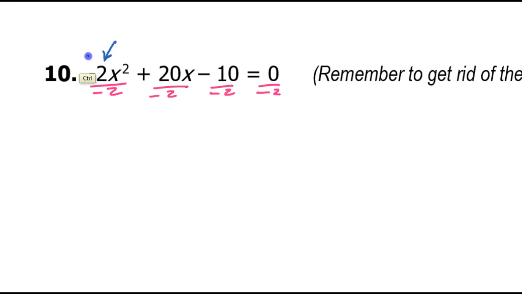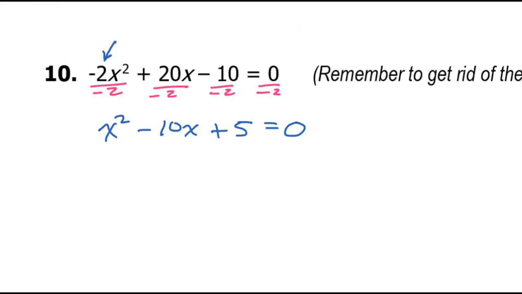So look what happens. I'm going to wind up with x squared minus 10x plus 5. And 0 divided by anything is still 0. So now I have this. Okay? Now, this 5 is not the correct number that completes the square. Half the middle is 5. 5 squared is 25. This is not the right number.